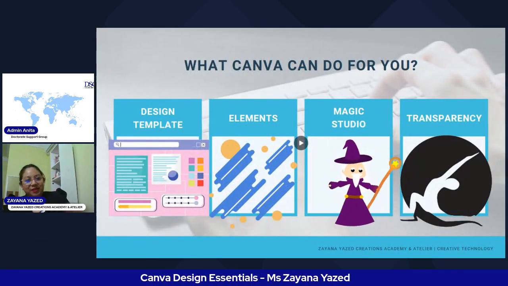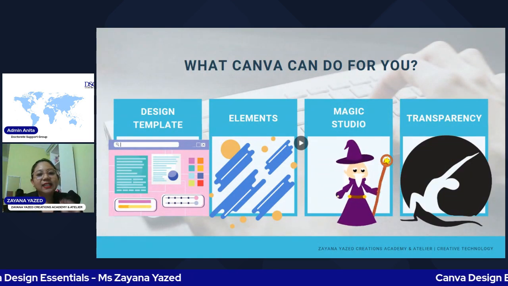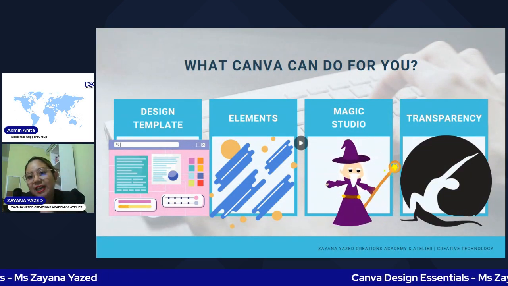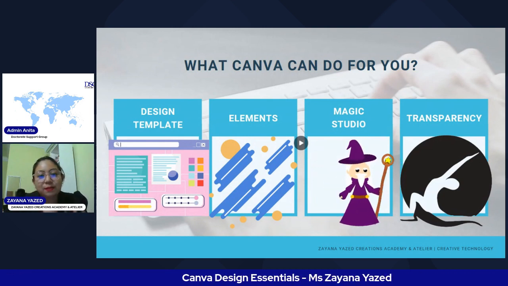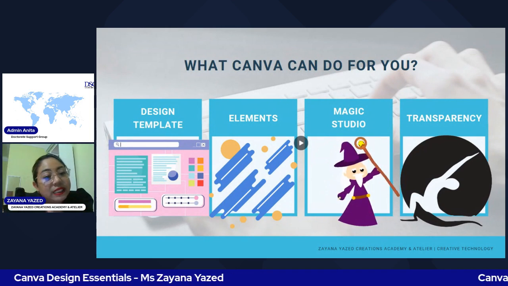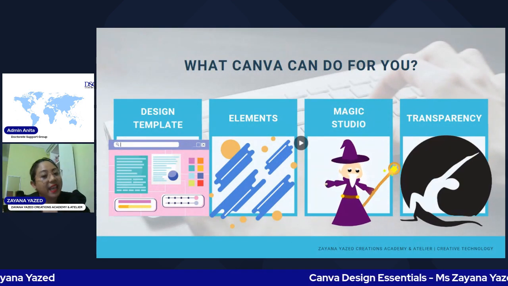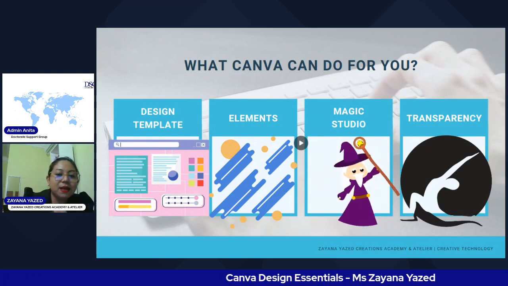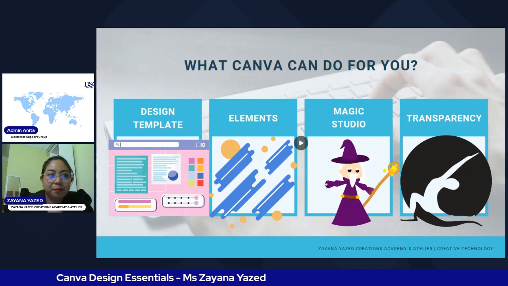Okay, so I nak tunjuk dekat you juga, what Canva can do for you. Ini adalah apa yang di dalam Canva yang I tunjuk ni malam ni ada 8 je. Tapi sebenarnya ada banyak lagi. Alright. So first, they can do design template just like I show you before. And the elements. Yes, the elements ni maksudnya contoh you all pernah pakai pen.